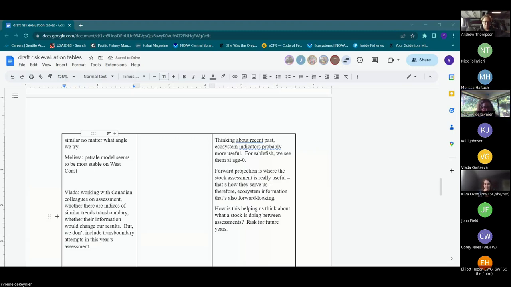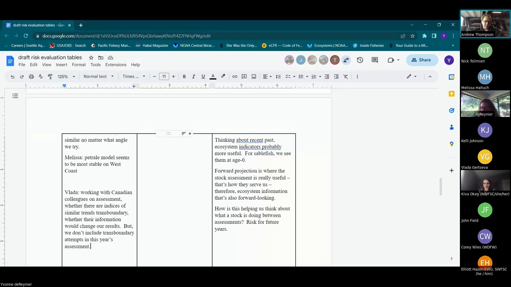Cool. Yeah, just a really quick one. I just want to support what Corey said. That was something I was thinking about saying earlier, but I'm glad he said it. Down south, what's going on in Mexico is hugely important to a lot of our stocks, and we don't know much about that, probably a lot less than what you know about Canada and the north.